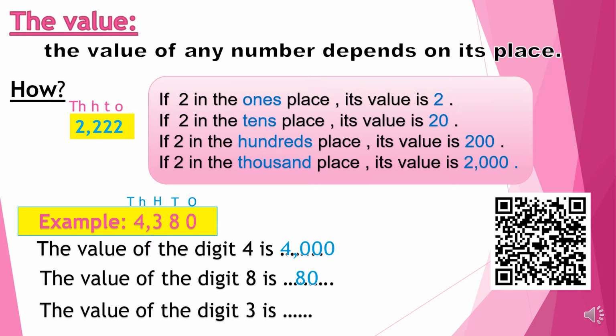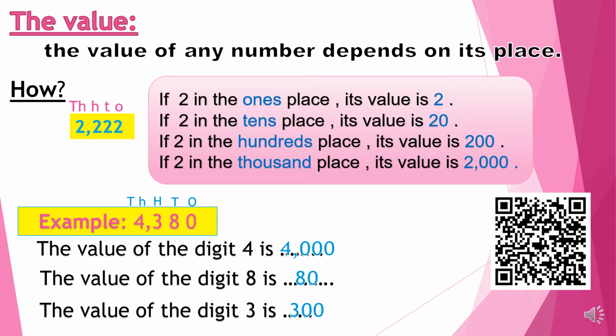The last question, the value of digit 3. Digit 3 in which place? In hundreds. How many zeros for hundreds? I will give 3 because it's in hundreds. Do you remember number 100? How many zeros in number 100? 2 zeros. So 3 in 100, it will be 300.